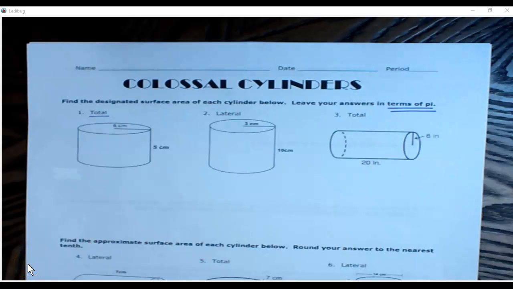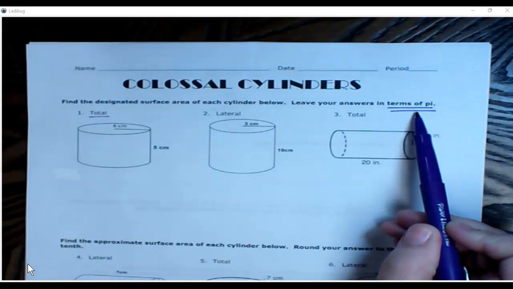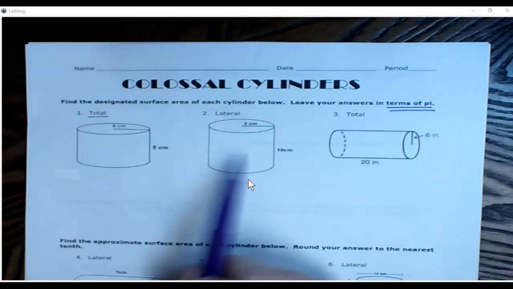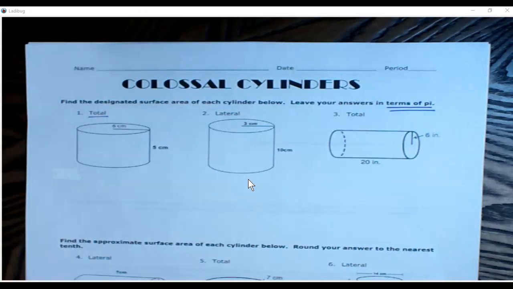Okay, so here's a little short video to help you get started with today's assignment, Colossal Cylinders. If you look at the directions, it says find the designated surface area of each cylinder below. Leave your answer in terms of pi. So in terms of pi means that pi symbol is going to remain in our answers for questions 1, 2, and 3. So let's look at question number 1.